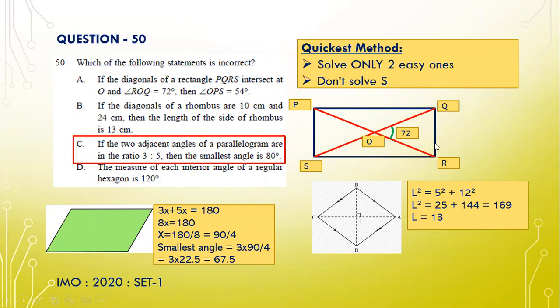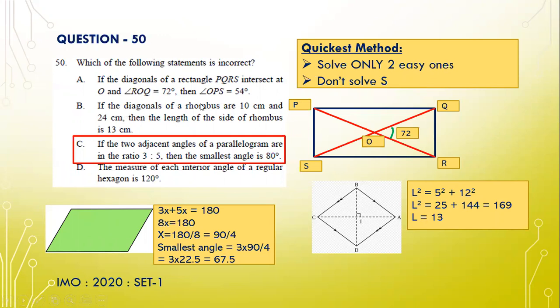So these two angles are exactly the same, isn't it? Because this is an isosceles triangle. So in the isosceles triangle, OQR plus ORQ plus 72 is 180. These two angles are the same, so the sum of these two angles is 180 minus 72, which is 108. Each of these angles will be half of 108, which is 54. Similarly, OPS will be 54. So the first one is true.